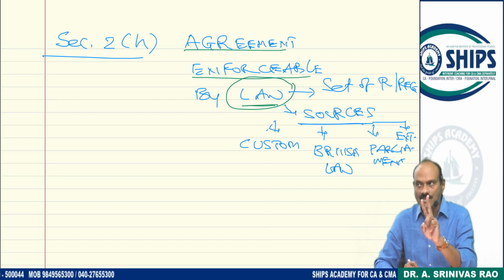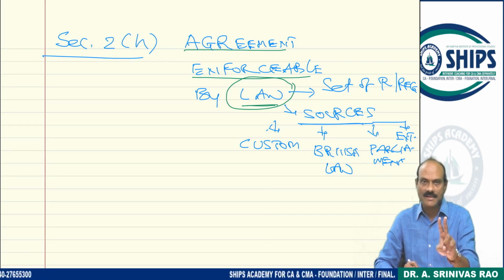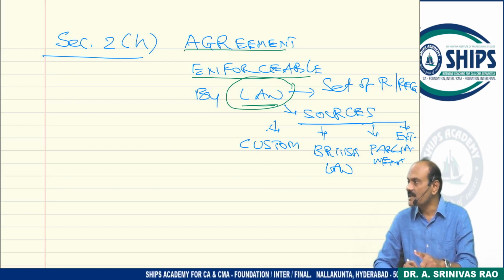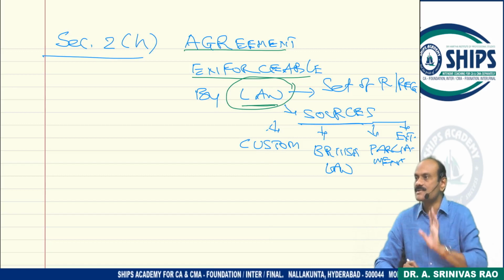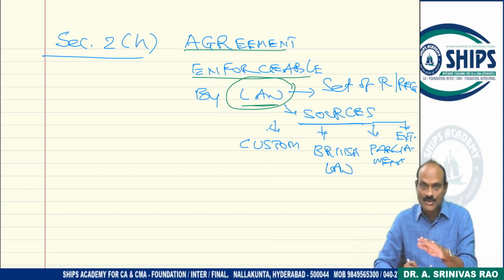Remember, two words I am using here. One, gazette notification, and two, official gazette notification. Gazette notification means central government notification. Official gazette notification means state government notification. Are you understanding this? Sometimes you can come across it in the newspaper also.